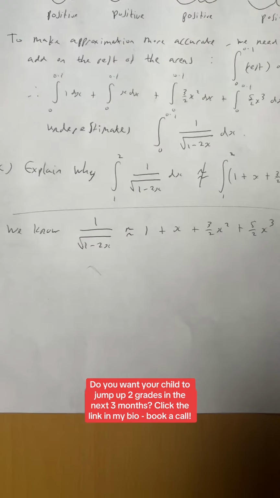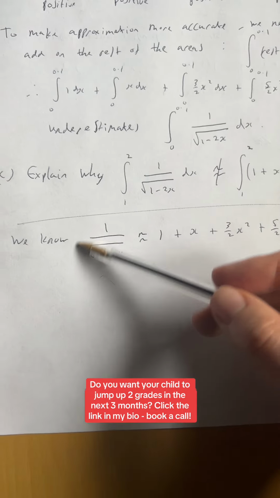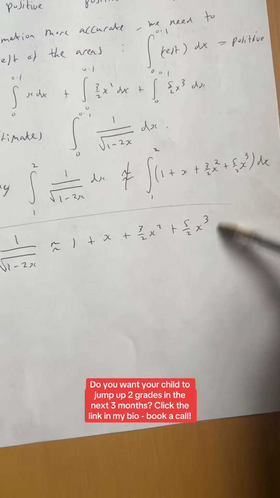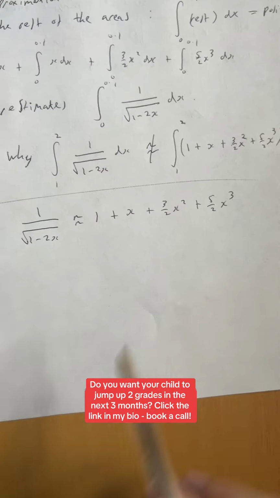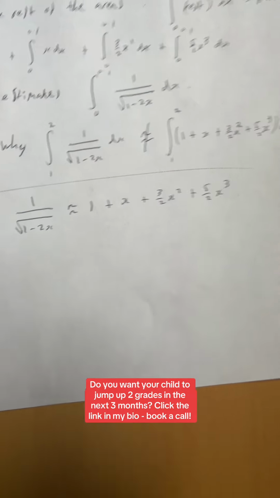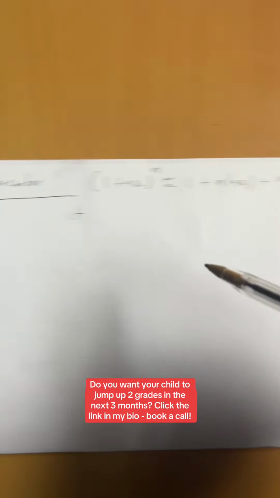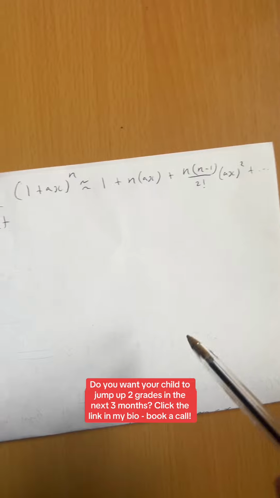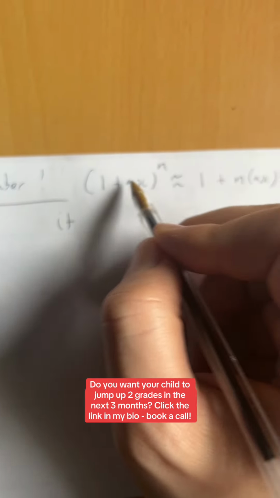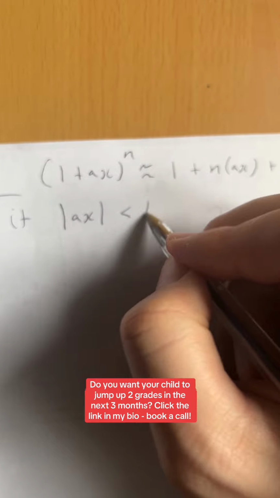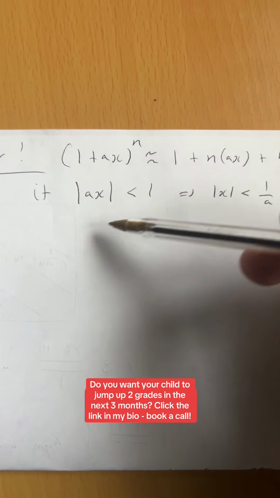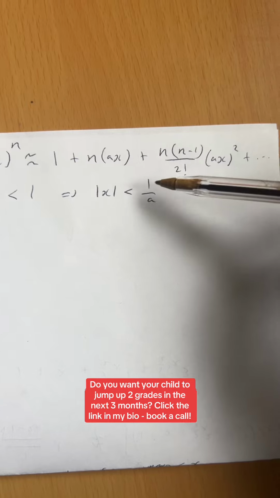Why is this true? Now again, from part A, we know that this original function is approximately this cubic function, but not always. Remember, we can only use a year 13 binomial expansion for a certain range of validity. So this binomial expansion formula in your formula book is only valid if the modulus of ax is less than 1. So the modulus of ax must be less than 1 in order for this formula to work. In other words, we need the modulus of x, dividing both sides by a, to be less than 1 over a.